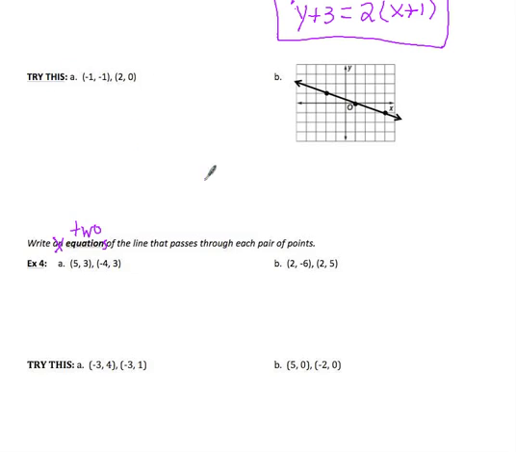So your homework is to finish these notes, and on the bottom you are writing 2 equations of the line that passes through each pair of points. So really shouldn't take you more than 15 minutes past this video.